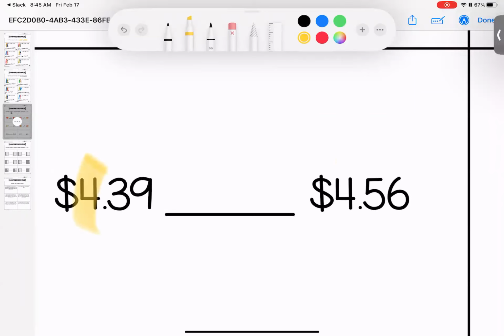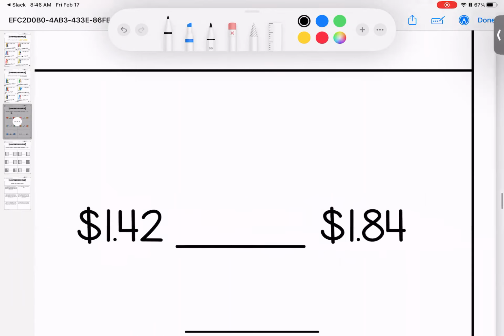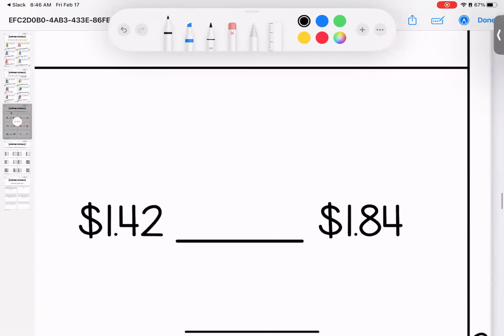Over here, 4, 4, 3, 5. 5 is greater, which means that 456 is greater. We would read this as $4.39 is less than $4.56. 9, 9. 6, 2. 6 is greater, so $9.66 is greater than $9.20.